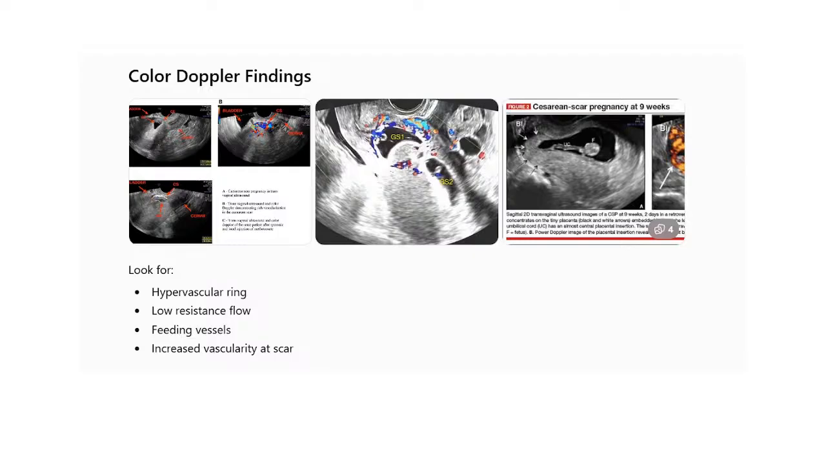So the color Doppler findings. Here you can see what we have there, the scar ectopic pregnancy, where it is. You should look for the hypervascular ring, the low resistance flow, the feeding vessels, and the increased vascularity at the scar. So you must pay due diligence to that.